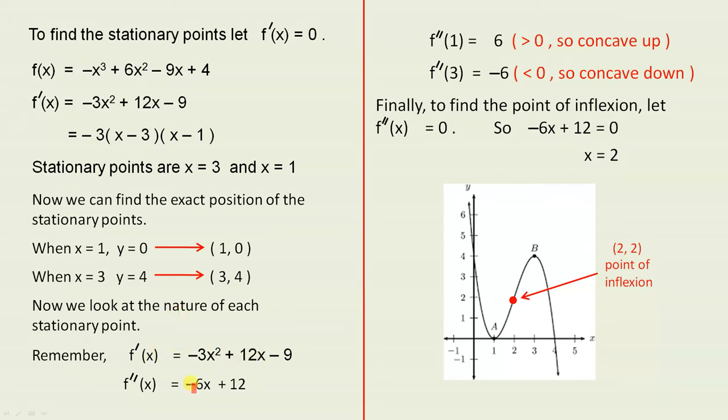Here's the first derivative. Here is the second derivative. Now, you substitute 1 into the second derivative, and we get 6. That's greater than 0, so the curve is concave up. We substitute 3 into the second derivative. The answer is minus 6, which is less than 0, so the curve is concave down. Finally, to find the point of inflection, let the second derivative equal 0. So minus 6x plus 12 equals 0, so x equals 2.